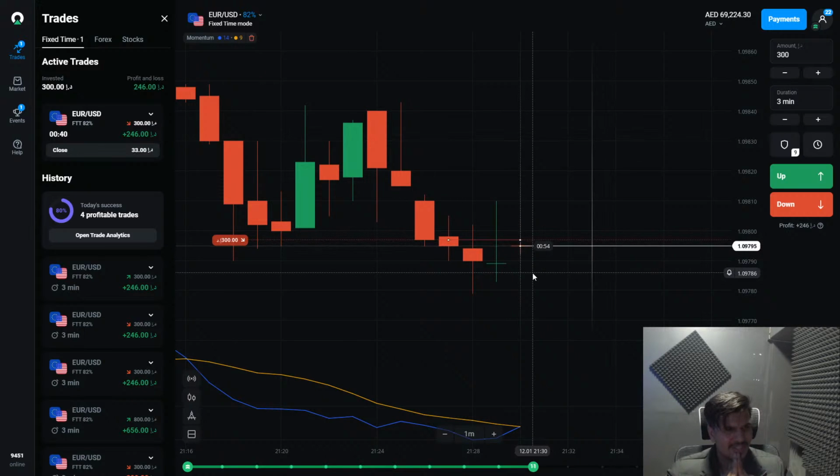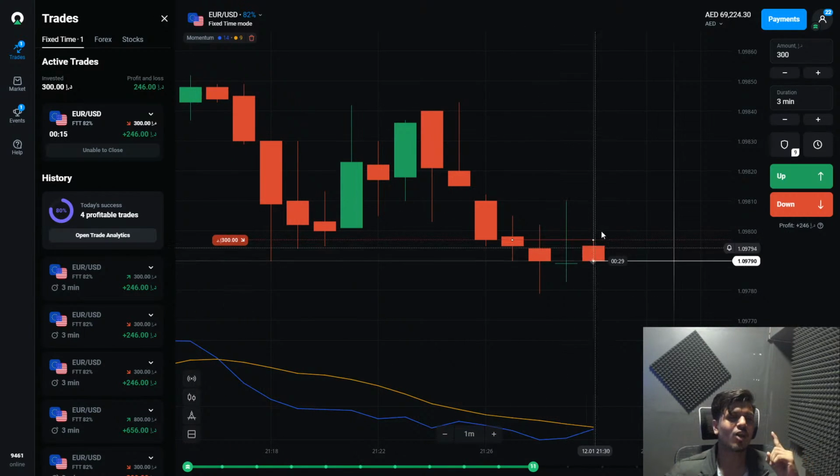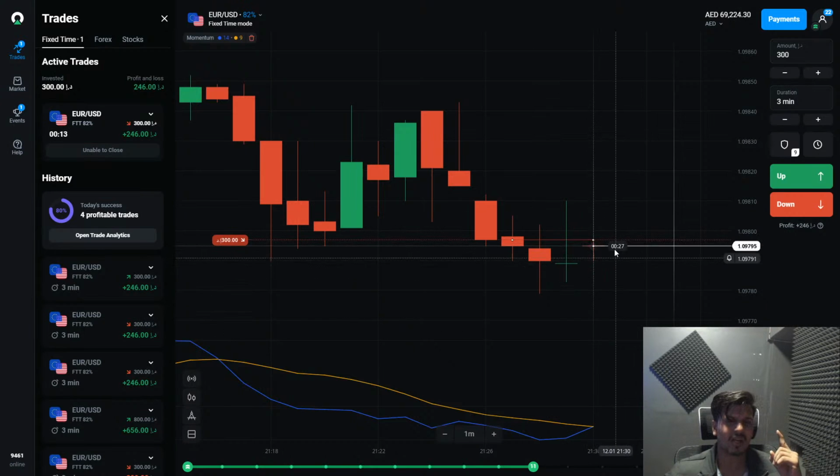40 seconds remaining, guys. So welcome to all the members. 9,461 members are watching me right now. Let's stay here for at least 30 seconds and see what will happen in this trade. It's approximately in loss or in profit. We can't assume right now because it's too close. Anything can happen in the last second. It can go down, it can go upward.